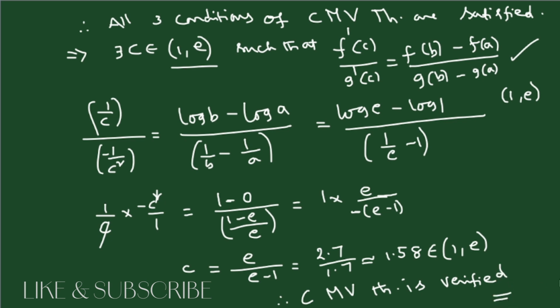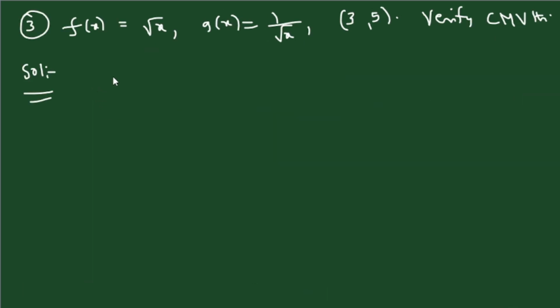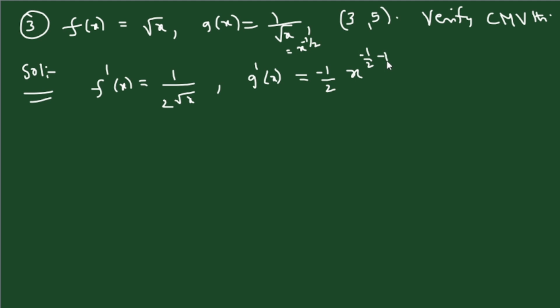It is verified. So coming to this problem, we are asked to verify Cauchy mean value theorem for the functions root x and 1 by root x in the interval 3 comma 5. What is f dash x? f dash x is 1 by 2 root x. And what is g dash x? g dash x is minus 1 into x power minus 1 by 2 minus 1, which is minus 1 by 2 x power minus 3 by 2, which is minus 1 by 2 into x power 3 by 2. x power 3 by 2, you can write x root x.